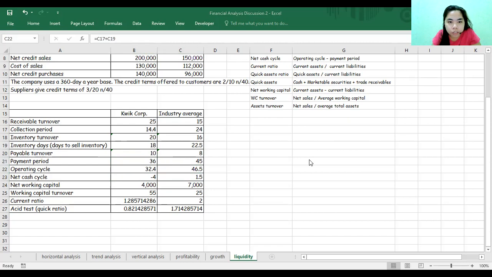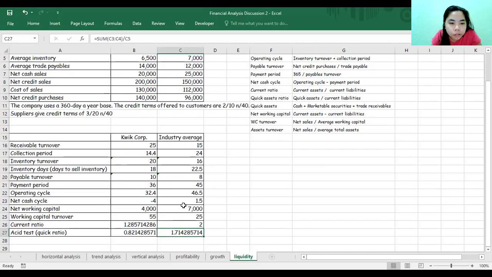So I have 32 days shorter than, I have to check the last 2 days. I have to check. I really have to check. 46.5. Okay. So we do 15, 24, 16. Okay. So okay, share.